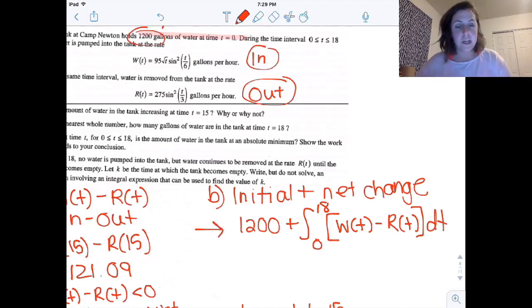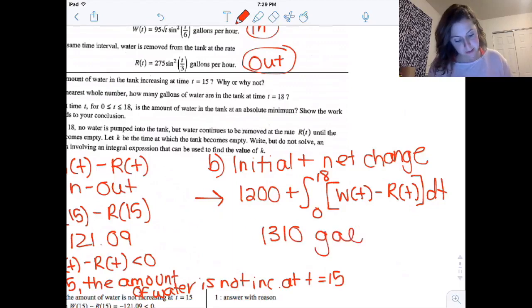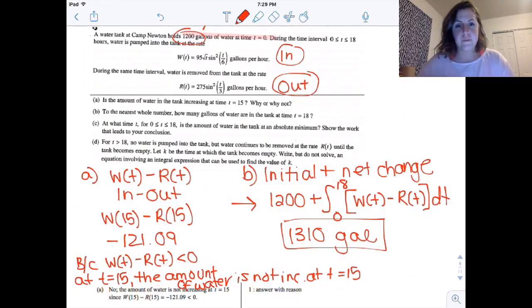So this expression is how we can figure out our exact amount. 1,200 is my initial, and my net change is the amount in minus the amount out. Plug that in your calculator. Again, this comes to 1310 gallons, and it's set to the nearest whole number.